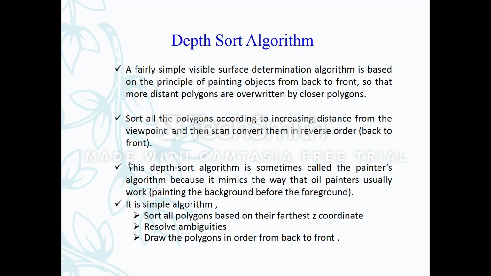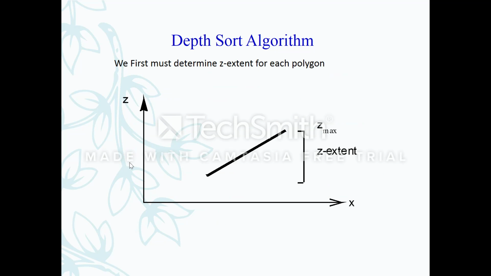The algorithm is very simple. Sort all polygons based on the farthest z coordinates, and resolve ambiguities if there are any. What are the ambiguities? I'll discuss that in the next slides. Draw the polygons in order from back to front. First we must determine the z extent of each polygon. The z extent is the difference between the minimum and maximum values of the z coordinate.